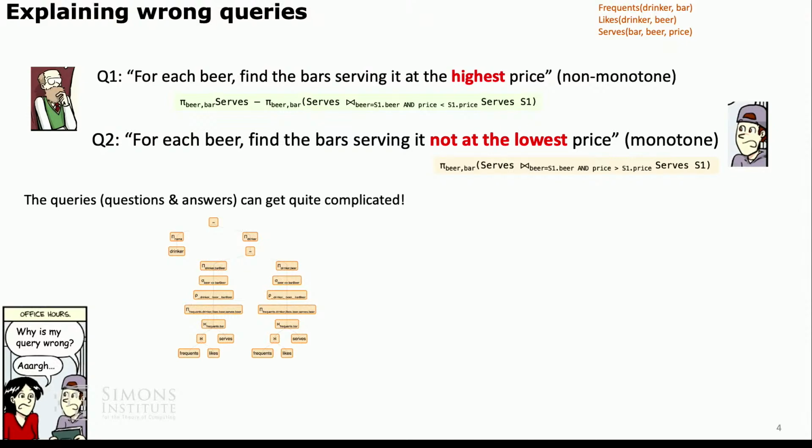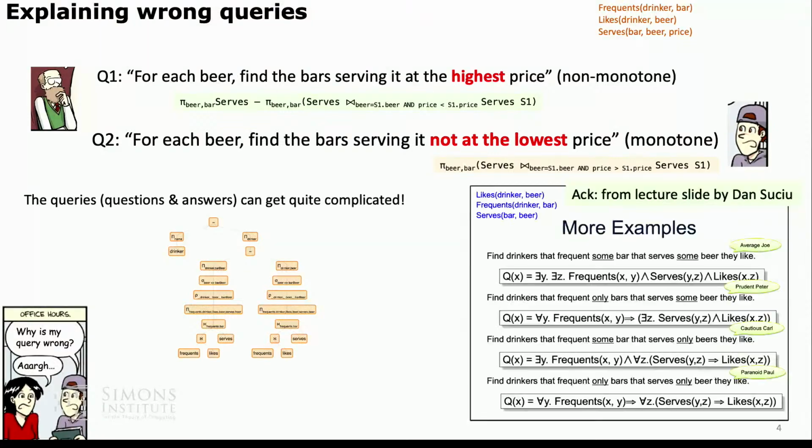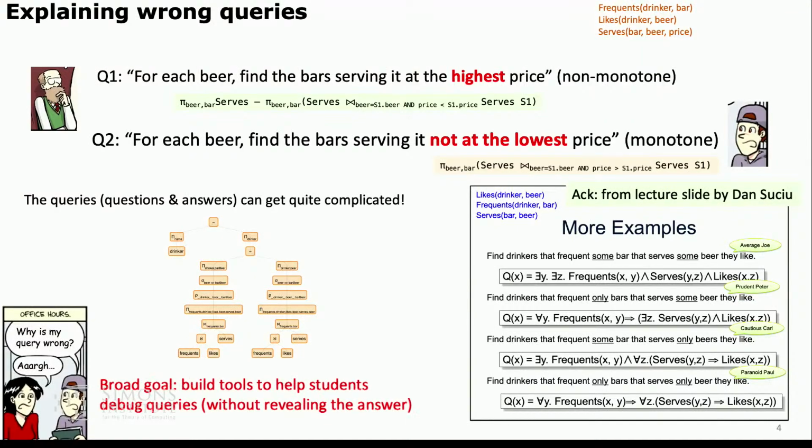And these queries, both the questions and the answers, can get quite complicated. This is a slide from Dan's lecture notes. And you can see: find drinkers that frequent only bars that serve some beer they like, only some flipped, and so on. And if you find your name here, that doesn't mean anything, okay? So these queries get complicated.